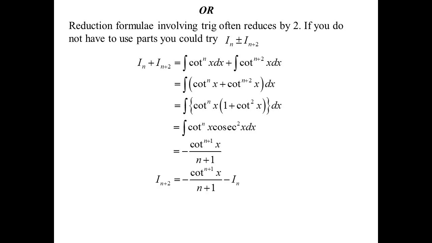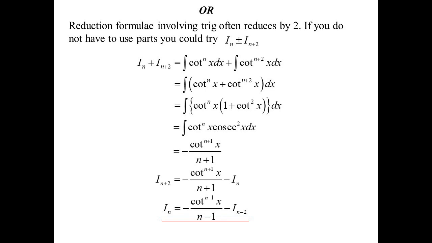Because I can move the I_n over, well, that's a formula for I_(n+2). If I want to turn it into a formula for I_n, everywhere I see an n, I replace it with n minus 2. So it becomes I_n equals cot to the power of n minus 1 and so on. So, yeah, look, it's a rare way of doing it, but occasionally it can be done that way. It's another way of approaching it.